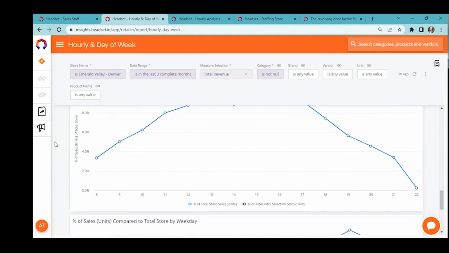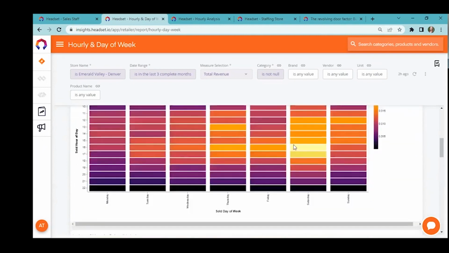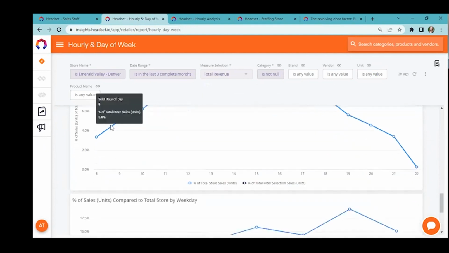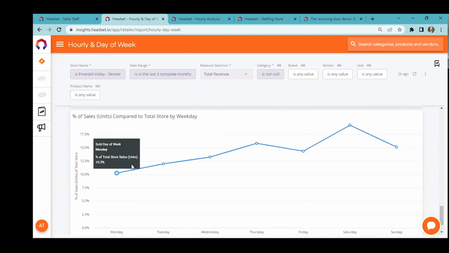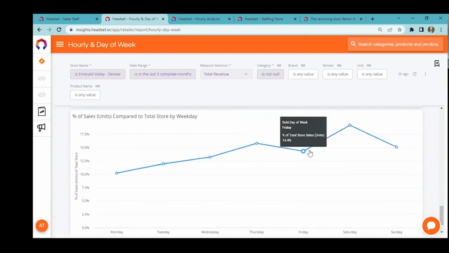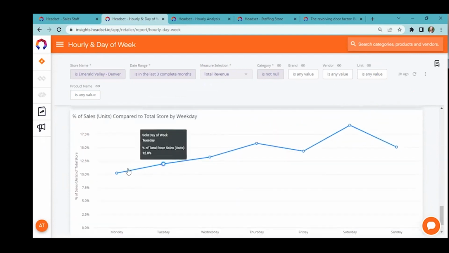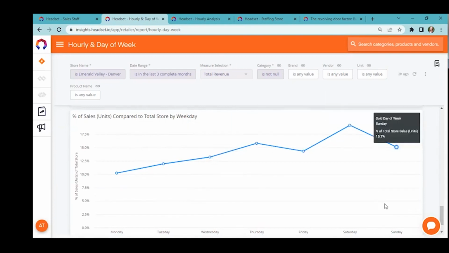So it's clear to see when your total store units are selling the most. Again, hour 14, which we could tell by this heat map up here, is your largest percent of sales. And then at the very bottom, we just have percent of sales compared to total store. So it's comparing on the weekday. Again, Monday and Tuesday are our lowest transaction days, and it looks like Saturday is our highest transaction day.